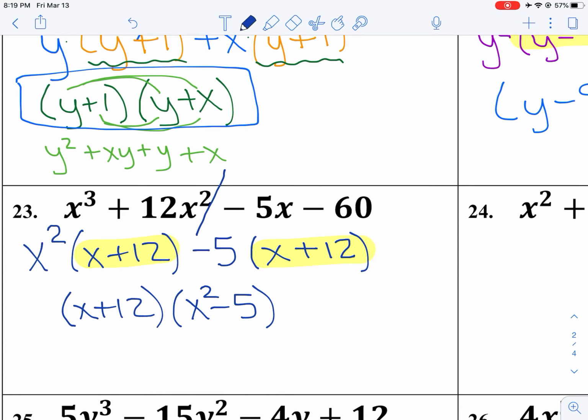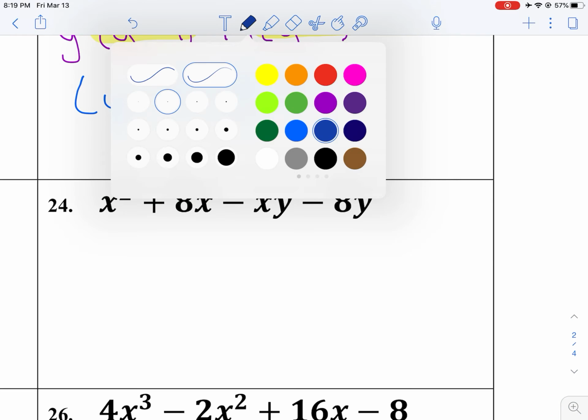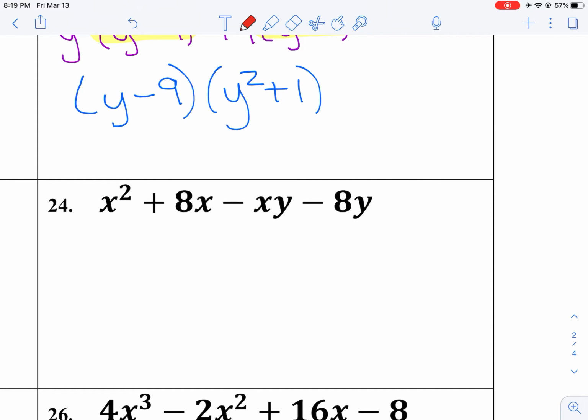Okay, let's try it one more time before I let you do it on your own. Okay, so here we go. Let's change the color again because I want to. Cut it in half. What do the first two have in common? They have an x. X plus 8. What do these two have in common? There's a leading coefficient of negative 1, so I've got to take out a negative. What else do they have in common? They have a y. So x plus 8.